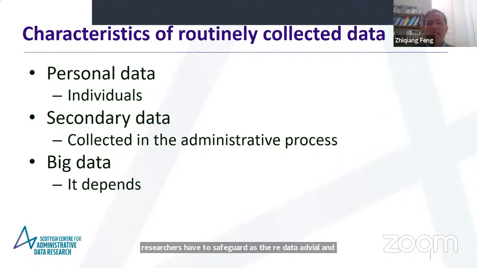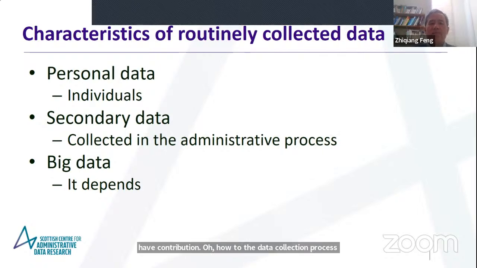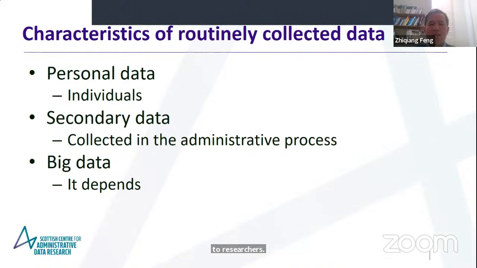And secondly, because the data is collected by different agencies other than our researchers, it's secondary data. Like I said before, we don't have any contribution to the data collection process. So the design of the questions, for example, is not up to researchers. So we have to realize not every interesting or important question is in the data set.